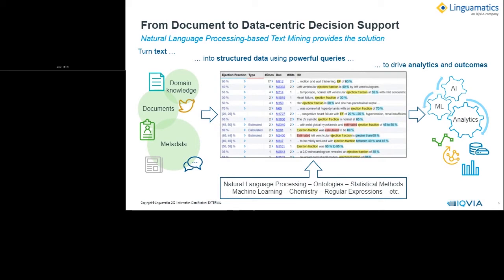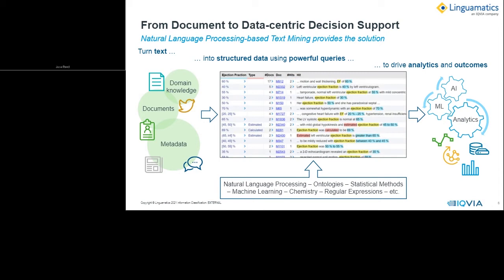In essence, natural language processing is a powerful data transformation tool, enabling you to move from document-written to data-driven decision support. What NLP does is take a set of documents, shown here schematically on the left-hand side, unstructured text, and using a range of methodologies. Here at the bottom: natural language processing for the linguistics, ontologies for the vocabularies that are important in life science and healthcare, and then statistical methods, machine learning, chemical understanding, regex, and so forth.